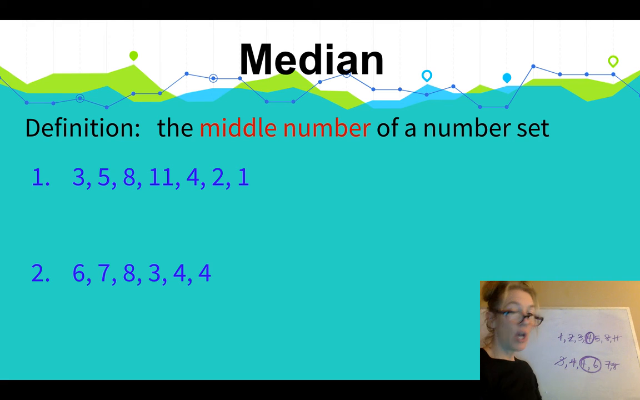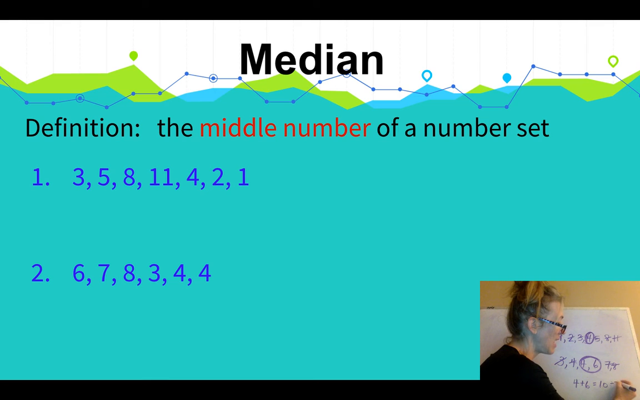middle. So in order for me to find the average of those 2 numbers, I'm going to add them together. So 4 plus 6 is 10, and then I'm going to divide that by 2. So my answer is 5. My median is 5.